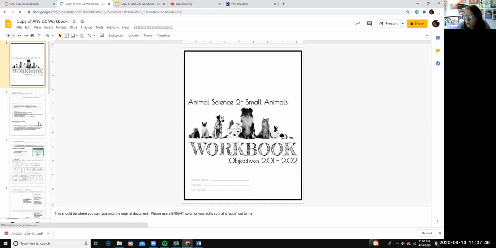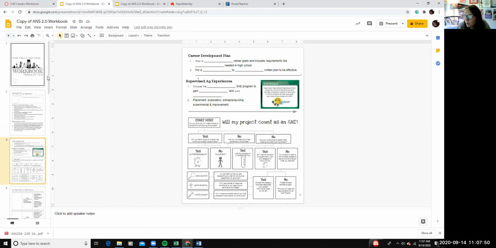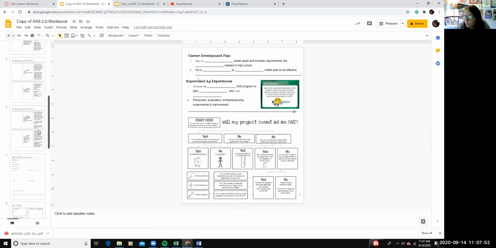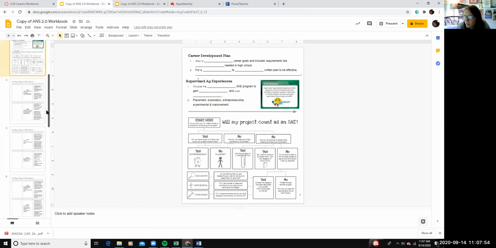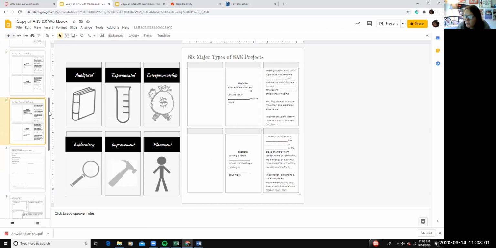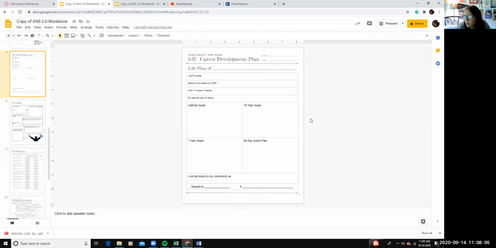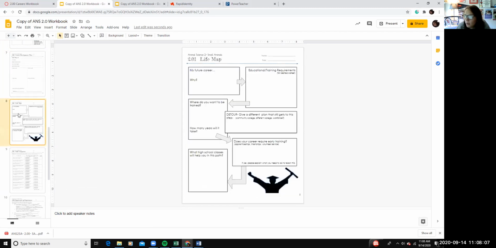And so you should have completed these pages last week. If you look at the Zoom from last week, we went over some of these together. So that may help you if you have not completed those yet. And then you should have completed your career development plan and your life map last week.